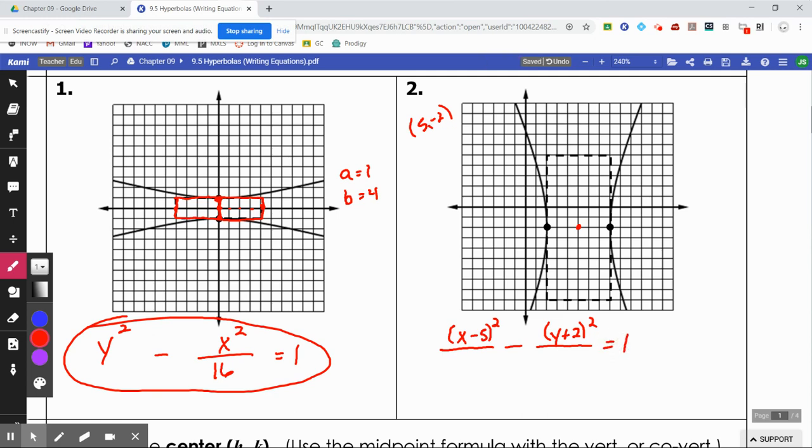Now all we need is a values and b values. A is the distance from the center to a vertex. So that's going to be 1, 2, 3.